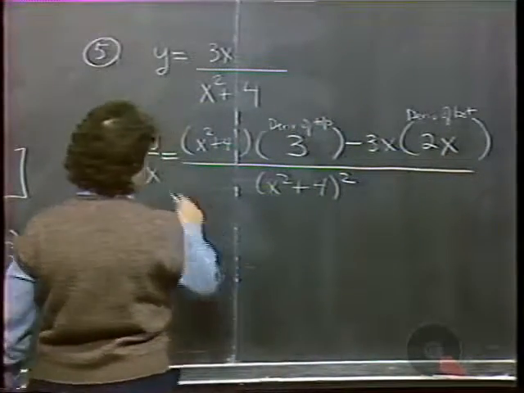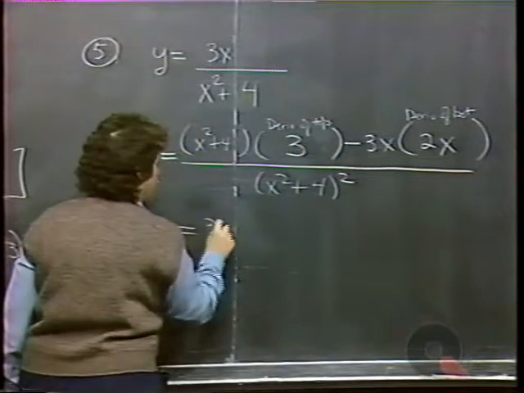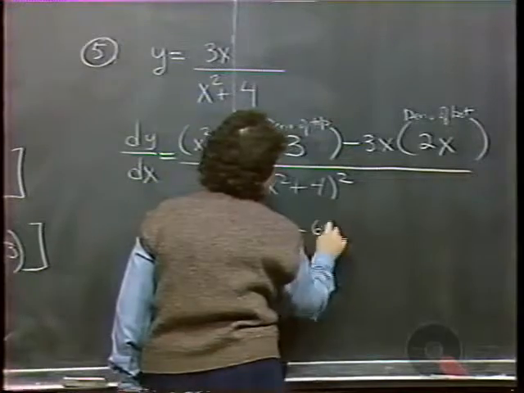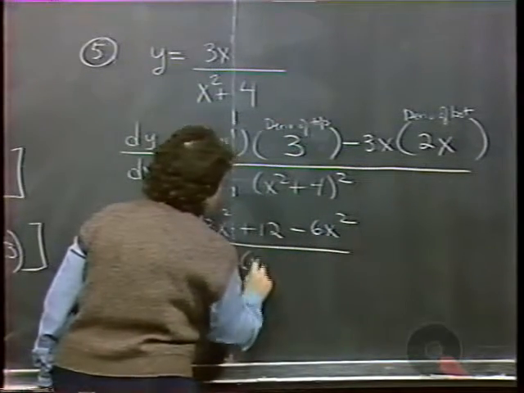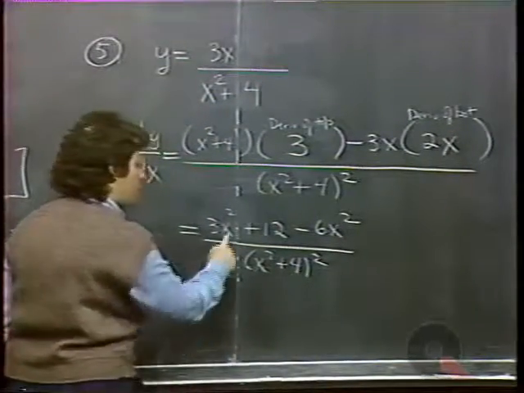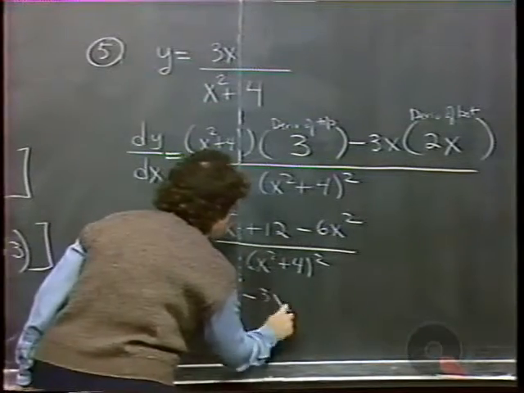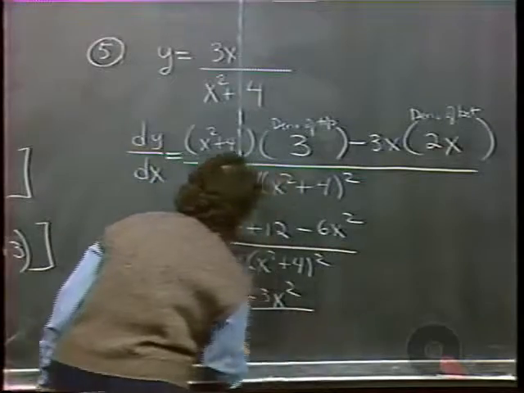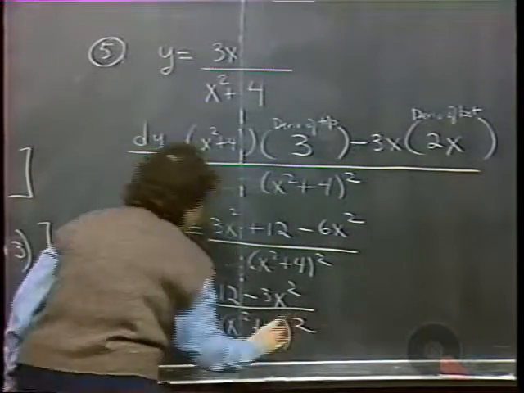So we get, simplifying, distributing the 3, 3x squared plus 12 minus 6x squared all over x squared plus 4 squared, or 12 minus 3x squared. 3x squared minus 6x squared, so minus 3x squared over x squared plus 4 squared.